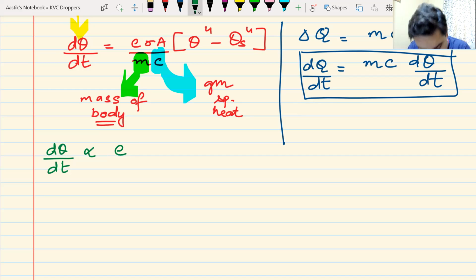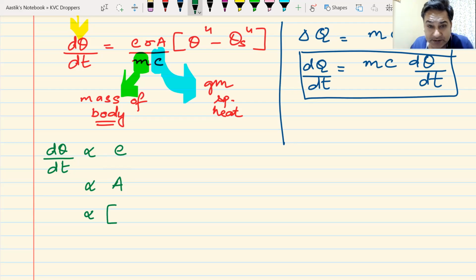Do you understand this? Yes, sir. It is directly proportional to the area of the body. The more the area, the more the rate of cooling or rate of heating. I just gave you an example: tea gets colder faster in a beaker than in a cup, because the rate of change of temperature, or heating or cooling, or for that matter the rate of losing or gaining heat, is proportional to the temperature. What else is it proportional to?